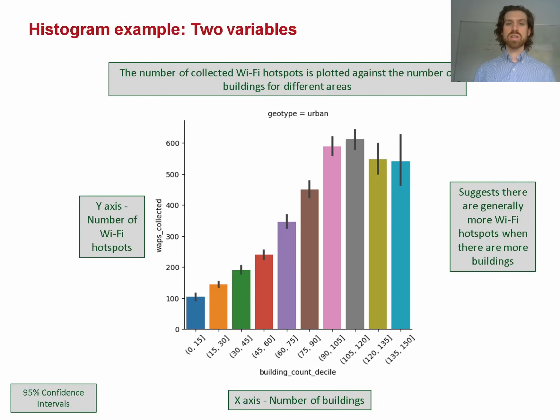And then when I actually start to plot all of that data and use some statistical boundaries, I'm able to relate the number of Wi-Fi hotspots that I've collected, which is here on the y-axis, to the building count, so the number of buildings in a particular area. And this is for an urban area. So essentially the pattern here is that generally as the number of buildings increases, so do the number of Wi-Fi hotspots, which is logical.